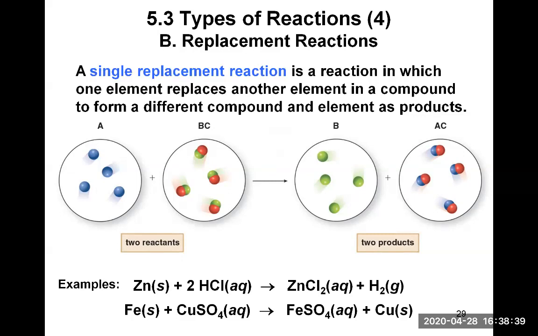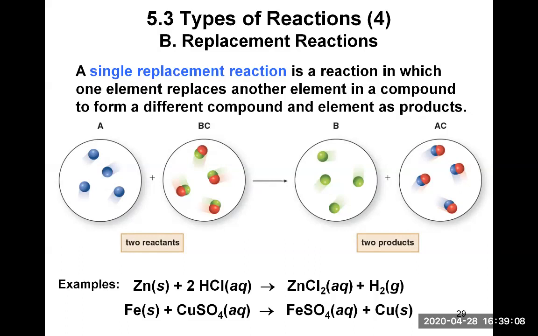So you see that we started with an element and a compound, and we obtain a different element and a different compound. There has been an exchange of element. The compound has exchanged partner. So in the examples here, zinc plus 2 HCl gives zinc chloride plus hydrogen gas.